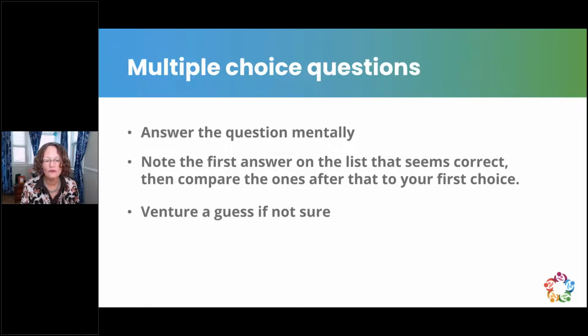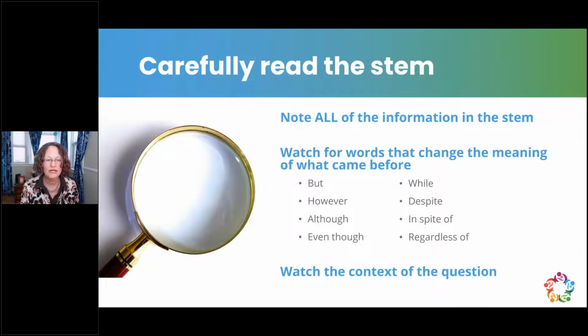Do a final check to ensure that you read the question correctly. If you don't find one that you think is correct, read the stem again carefully. Make sure you understood. The perfect answer may not be one of the choices, so choose the best one. And just venture a guess if you're not sure. Now, it's important to note that all of the information is in the stem, and it's probably there for a reason. The distractors are in the possible answers, not the stem.